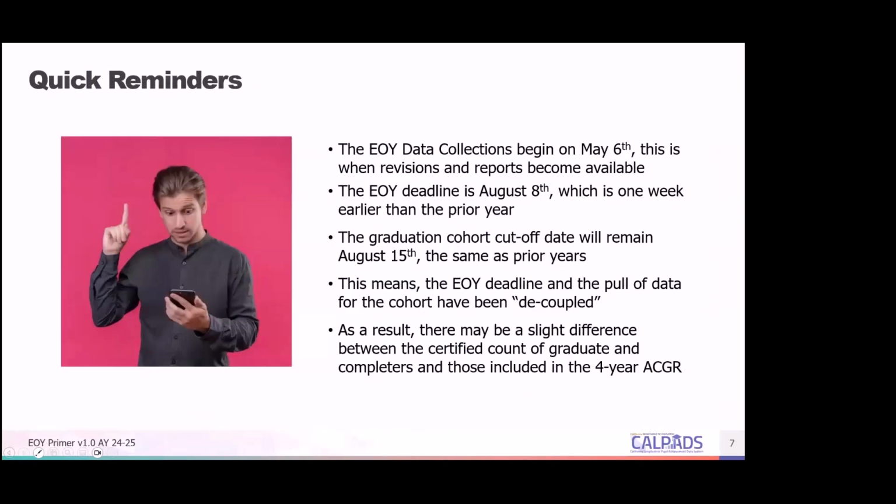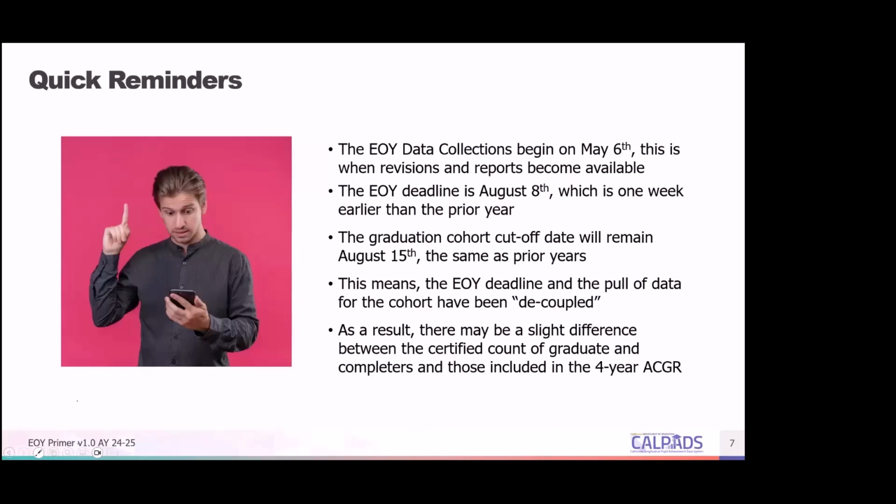And this slide contains some quick but important reminders about the end of year data collection. The end of year data collections begin on May 6th. So May 6th is when your snapshots, reports, revisions, and cert errors will become available. The final end of year deadline is August 8th this academic year, which is 1 week earlier than last academic year. And this is in order to accommodate an earlier release of the California School Dashboard.